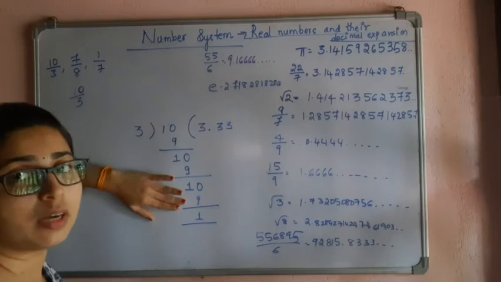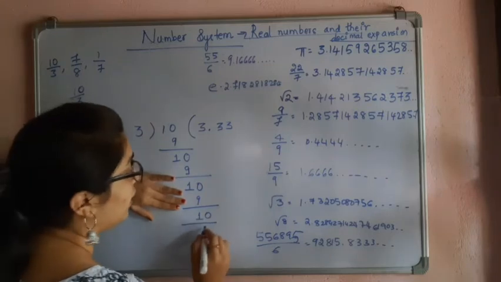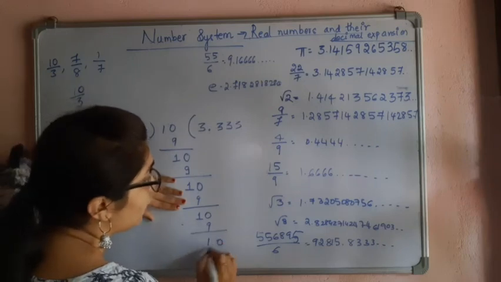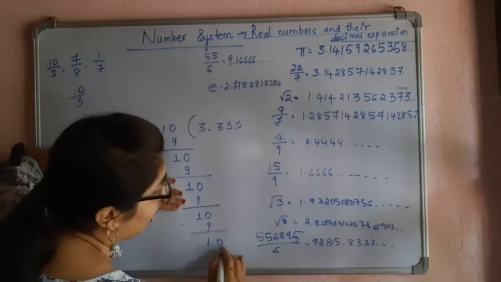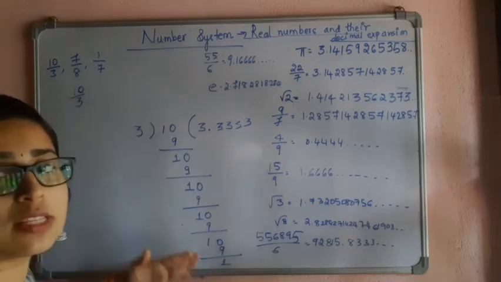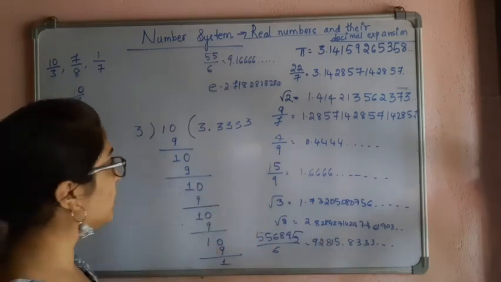Again we have remainder 1. Once again 10. So 10, 3 3s are 9. Okay, 1, 0. And again I will take 3 here. It becomes 1, 9 and remainder is 1. So this goes on. Every time it is continuously repeating.